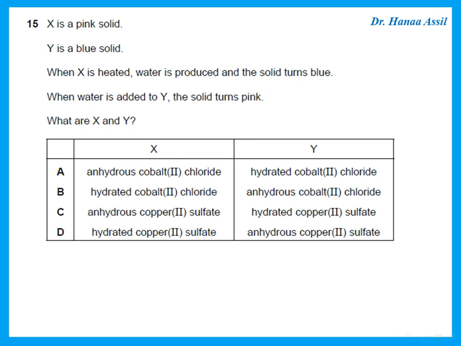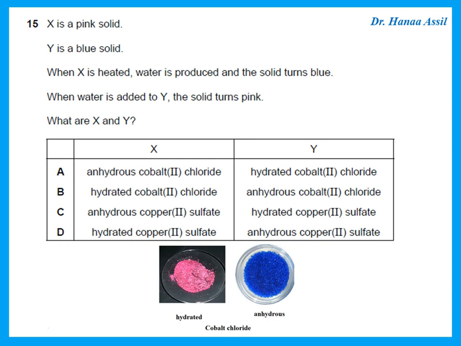X is a pink solid, Y is a blue solid. So what is he talking about? Is he talking about cobalt chloride or copper sulfate? Remember that copper sulfate is something that turns from white to blue. But pink and blue, then we're talking about cobalt chloride. And he's saying when X is heated, water is produced and the solid turns blue. When water is added, the solid turns pink. So which one is X? Which one is the pink? You should remember that the pink cobalt chloride is the one that has water. So it is the hydrated, because when we do the test for water, we say what? Add water to anhydrous cobalt chloride, it turns from blue to pink. So the anhydrous is blue, the hydrated is pink. So my answer is B.